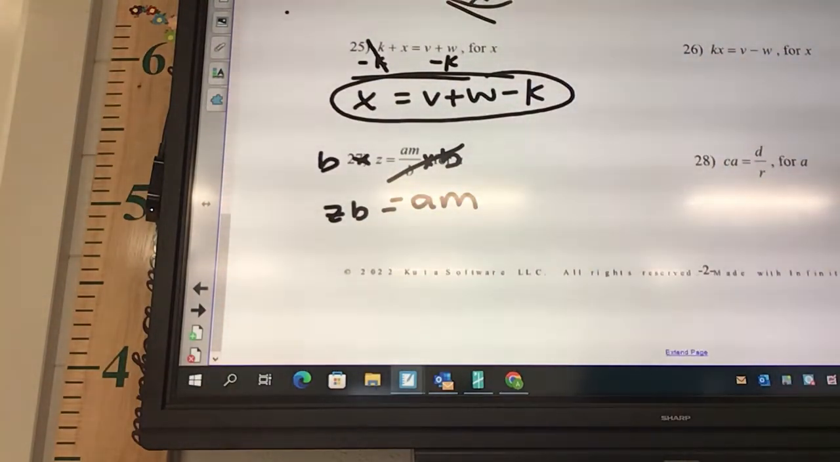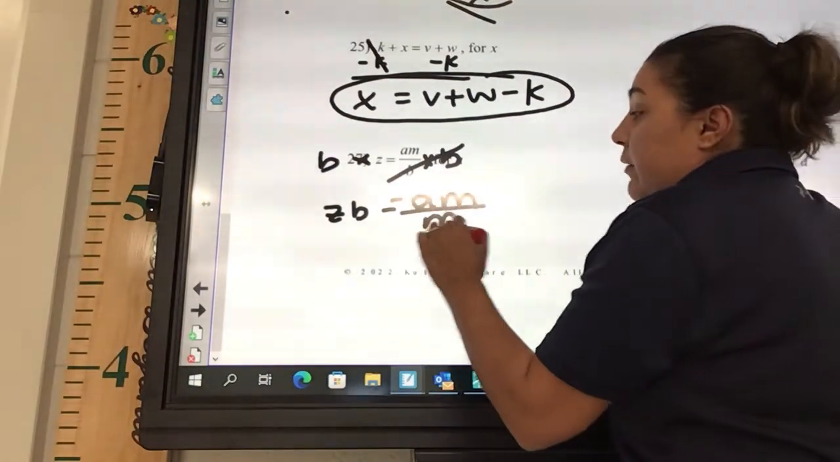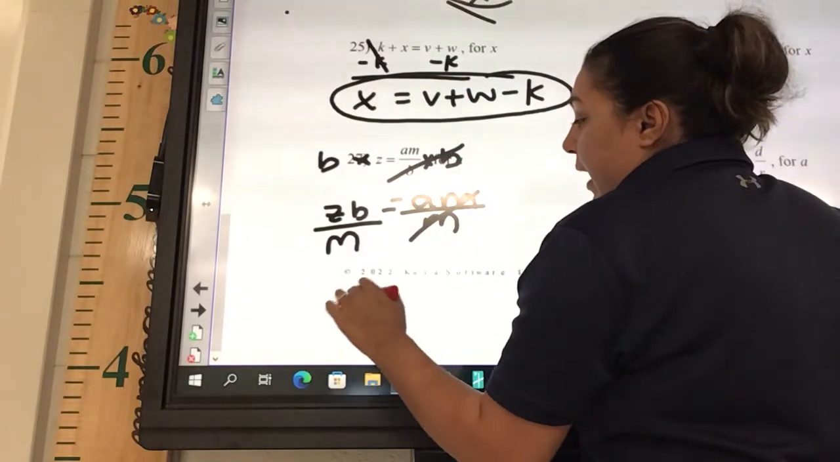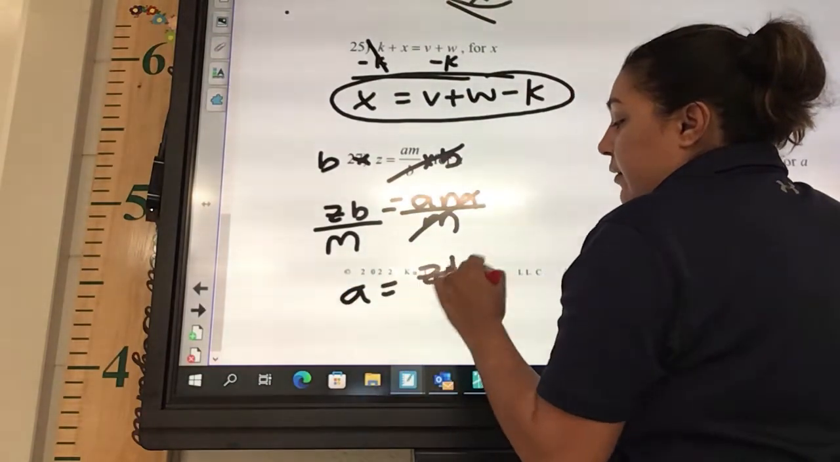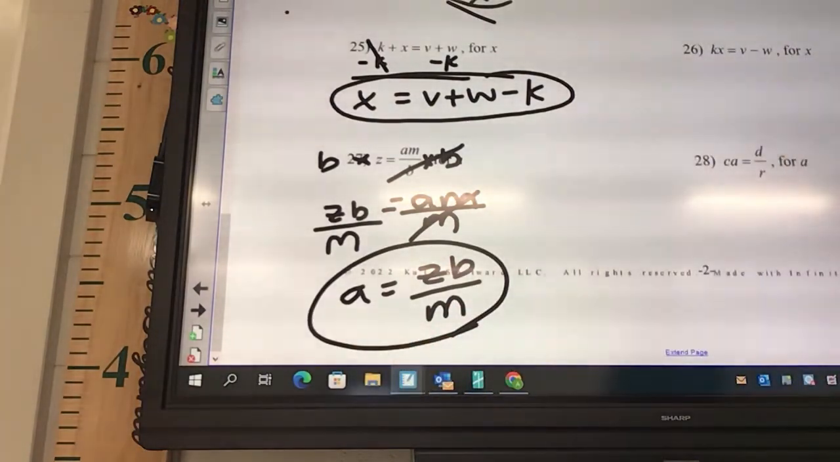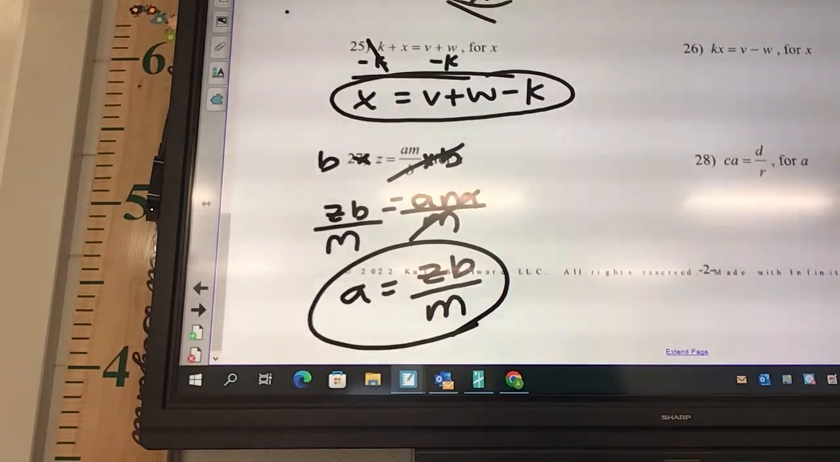So what else needs moved away from the a? Well, the m does. So we're saying divided by m. So I got a equals zb over m. And let me look at the other side real quick. That one looks good. That was good.